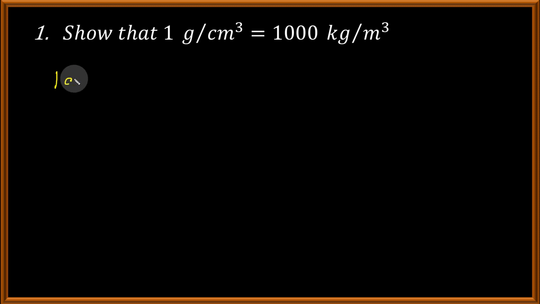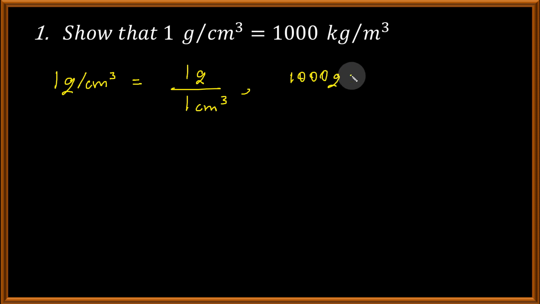So 1 gram per centimeters cubed actually just means 1 gram divided by a volume of 1 centimeters cubed. At this point, I want to convert the gram into kilograms. I need to remember that 1000 grams make 1 kilogram. So I want 1 gram in kilograms.